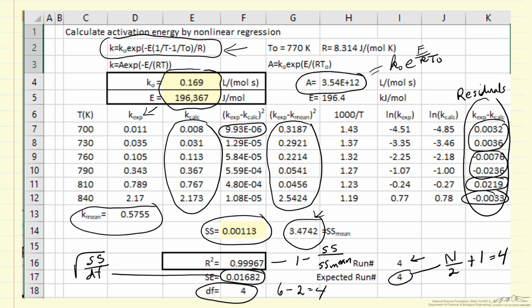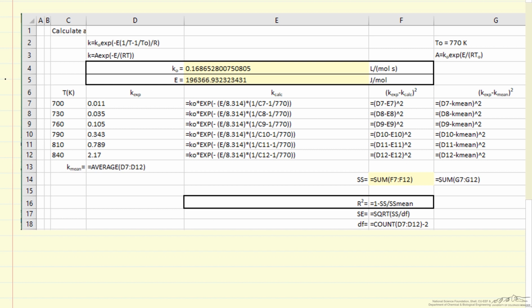I'll also show you a copy of the spreadsheet that displays the formulas. So the calculated value uses the formula that's up here. As I mentioned, you see how we calculate the difference between experimental and calculated, square that, and then the sum of the squares, and our formulas for the different values. So this just shows the exact same information, but shows the formulas as opposed to numerical values. Let's look at the actual spreadsheet.